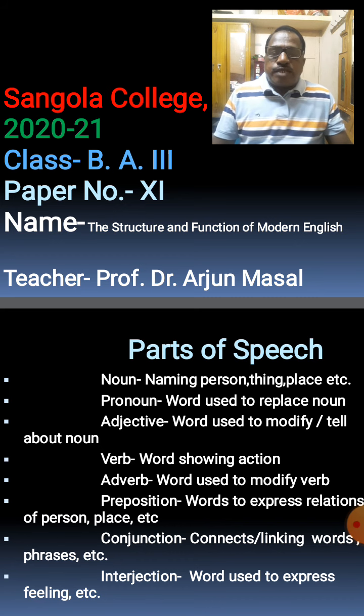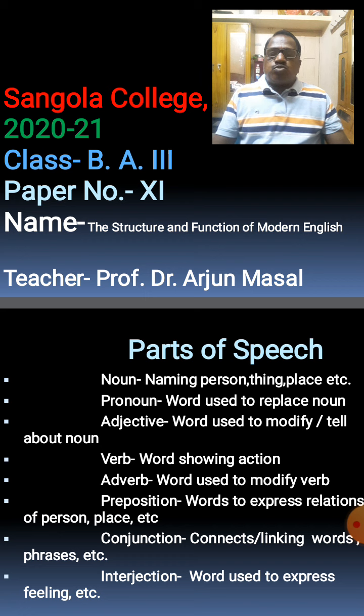Adjective. Adjective is a word used to modify, to tell something else about a noun. For example, Raj is a brave boy. In this sentence, Raj is noun, is is verb, brave is adjective, and boy is once again noun. Here brave is used to qualify, modify, to tell something else about the noun.